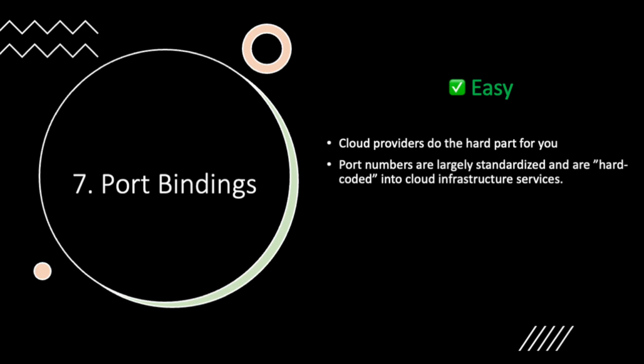Number 7, port binding. Export services via port binding. This is easy peasy. This is a really simple solution implemented as a REST API that's available on ports 80 and 443. And so once again, the infrastructure that AWS offers is inherently compliant with 12-factor methodology.